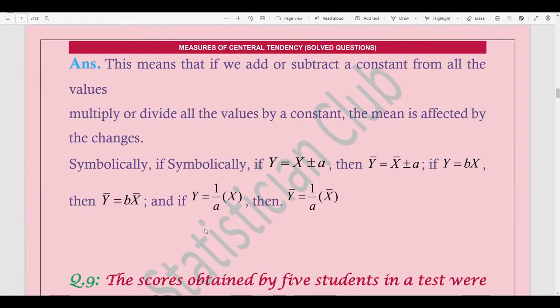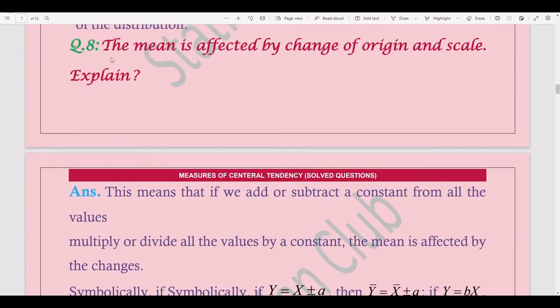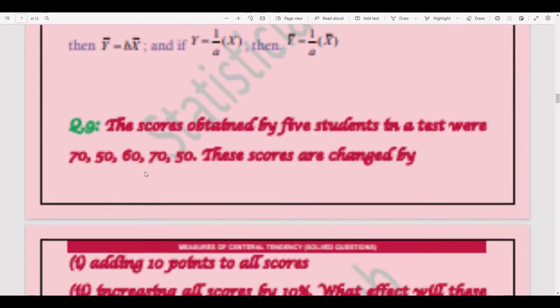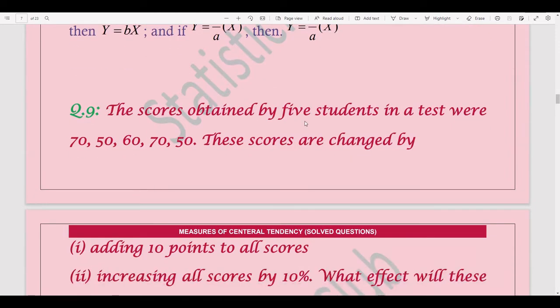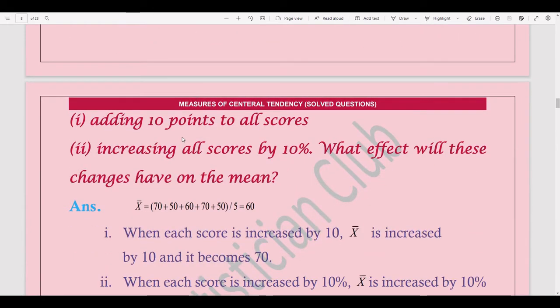So here we see a solved numerical question about question number 8. The scores obtained by 5 students in a test were 70, 50, 60, 70, 50. Part 1: these scores are changed by adding 10 points to all scores. Part 2: increase all scores by 10%. What effect will these changes have on the mean?